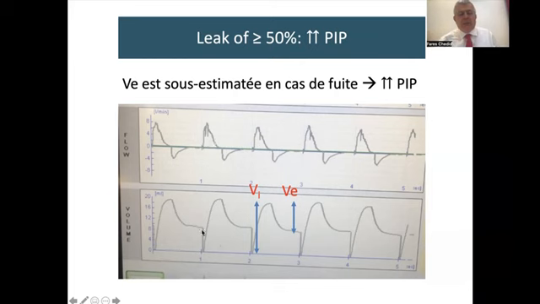We can see this leak here. In the volume graph, we see the leak here. So the inspired volume is this amount. The expired volume measured will be this amount. So the system will think that the expired volume is too little while it leaked around the tube, and then the PIP of the next breath will be shooting up.